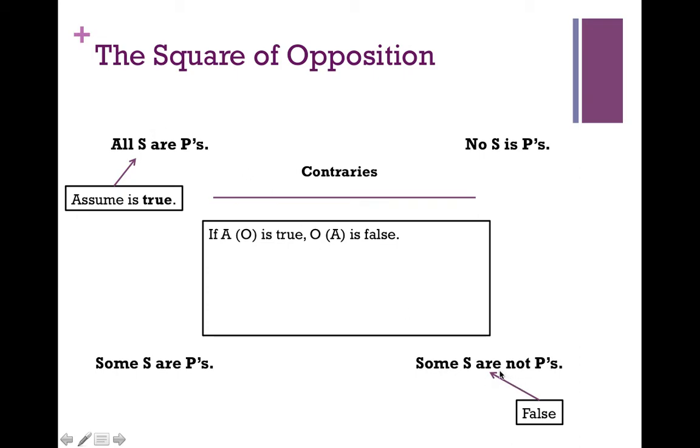And I got a little ahead of myself, but let's work in the opposite direction. Let's assume that some students are not smart. Well, then can it also be true that all of them are? It doesn't seem to be so.